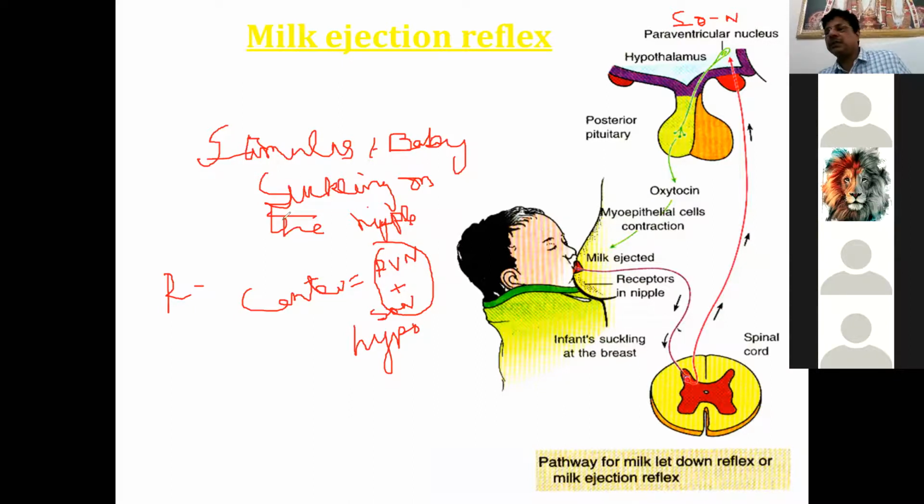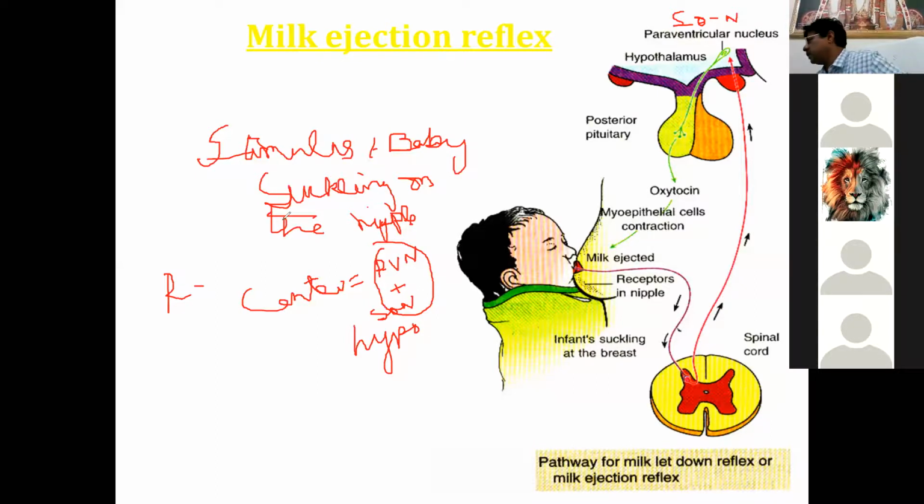This is very important. They will look for this word in your answer. Myoepithelial cells. These myoepithelial cells are present around the ductal tissues and sinuses in the breast. So when these myoepithelial cells contract, the milk is ejected out of the nipple into the mouth of the infant who is suckling. So this reflex is called the milk ejection reflex.